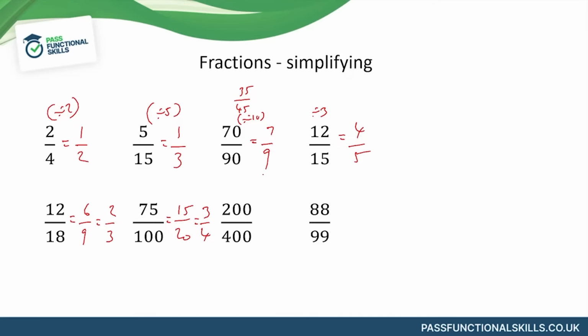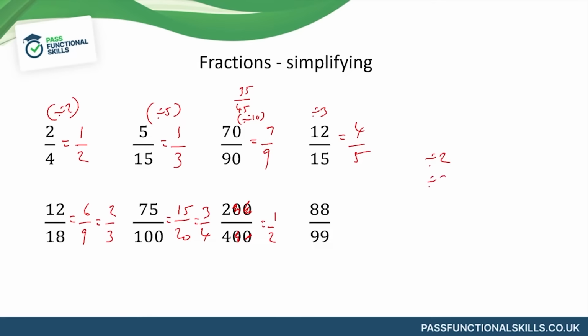200 over 400 is fairly similar to the 70 over 90. Chop off a 0, top and bottom, you've divided by 10, 20 over 40. Chop off a 0, top and bottom, you've divided by 10 again, 2 over 4, and 2 over 4, that is 1 over 2. 88 over 99, well, we can't divide by 2, because this 99 is odd.